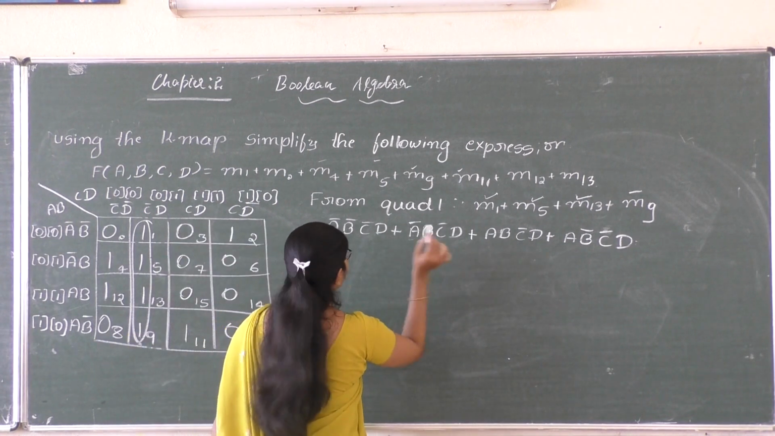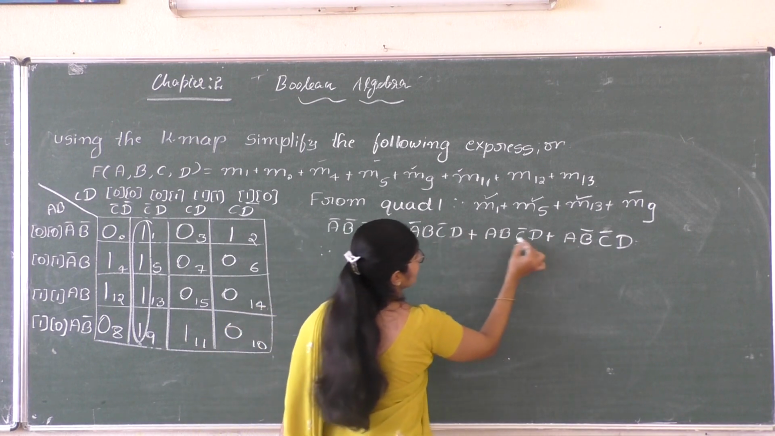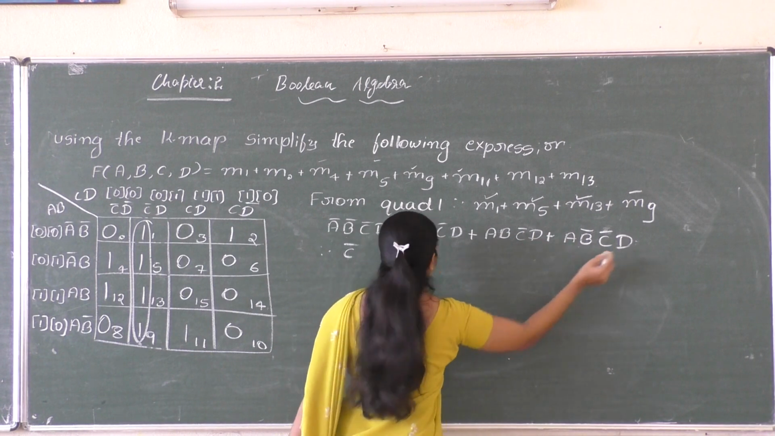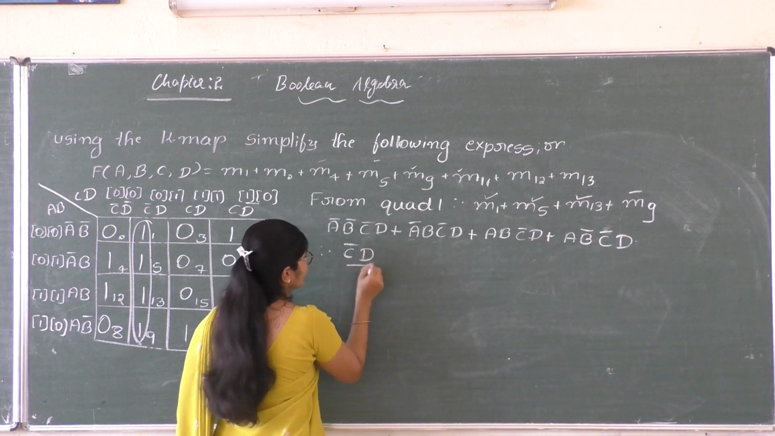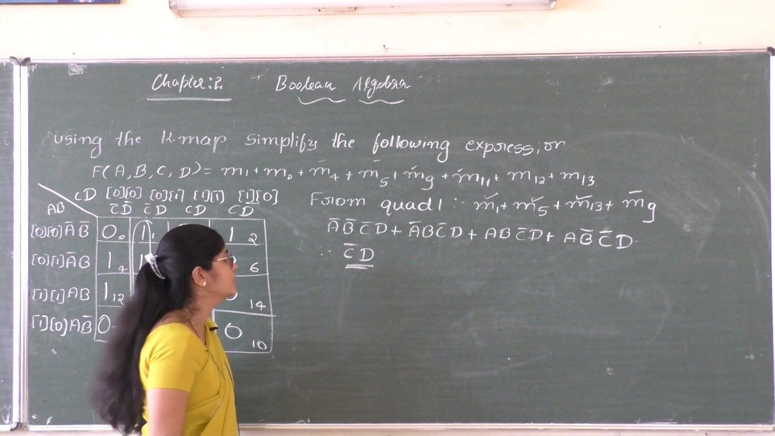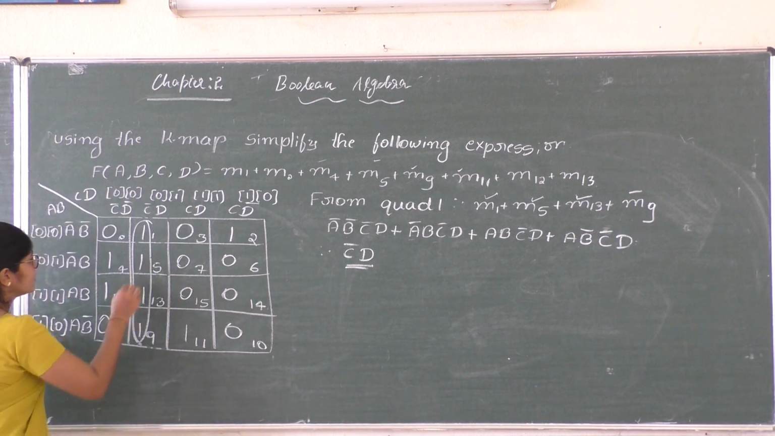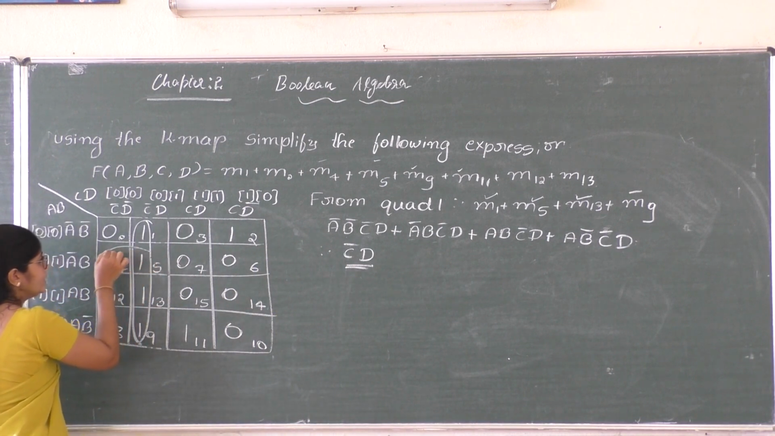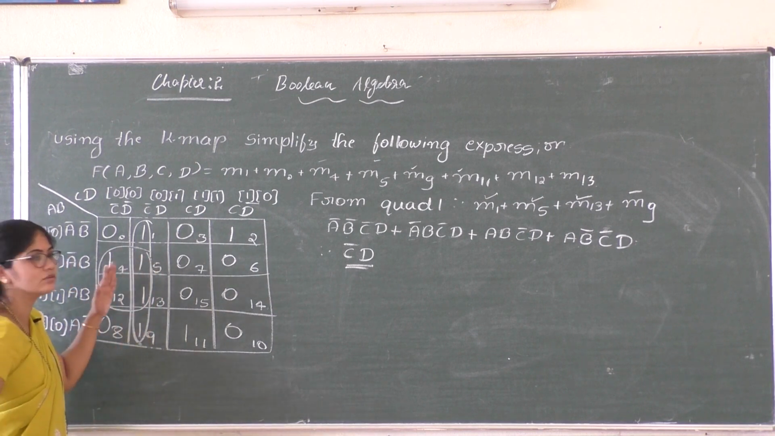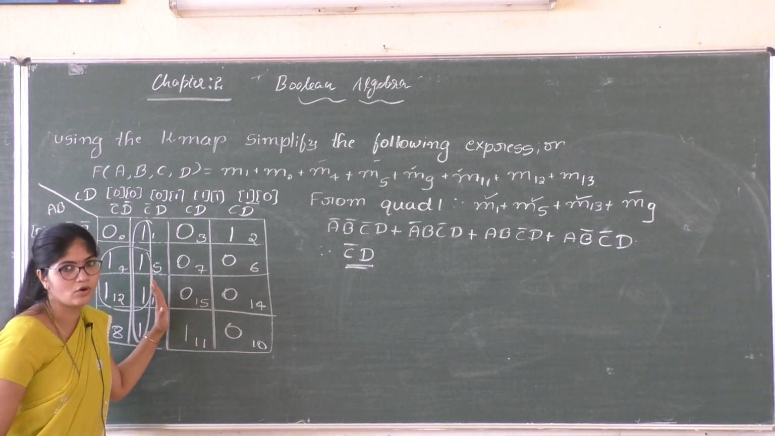A bar is not common. Next B bar not common. Next C bar, yes, C bar is the common variable. Then D, yes, D is the common variable. So from quad 1 we got the minterm C bar D. Next we can form another quad using ones in the 4th box, 5th box, 12th box and 13th box.